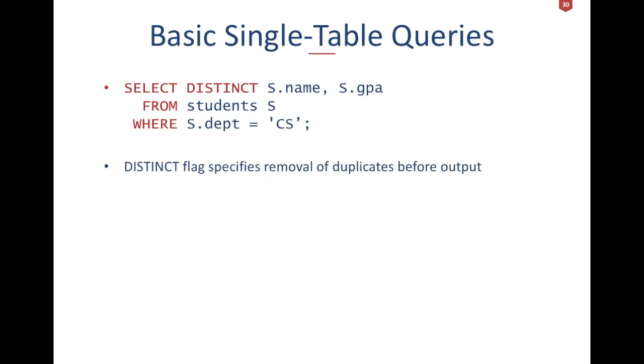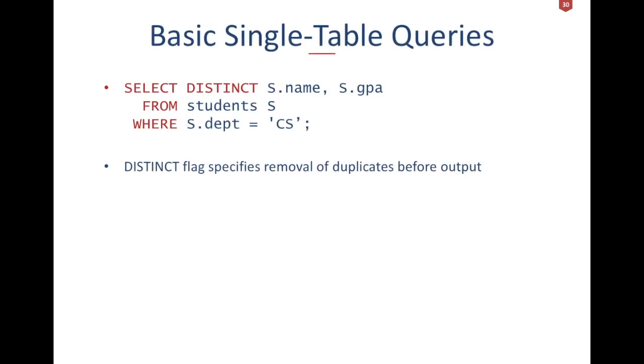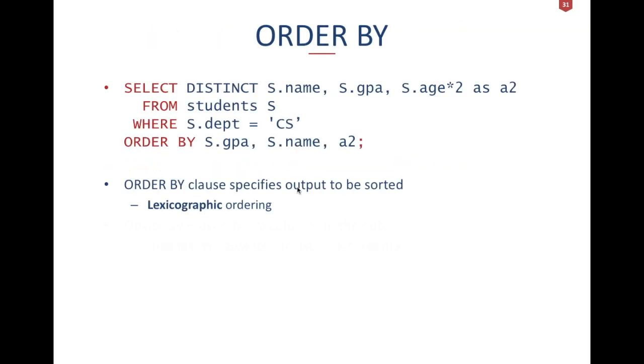When we talked about, let me see it again. Okay, and here we use the distinct flag, which means it will only show me the unique name and GPA, in that if there are the same name and GPA, it will not show me. So it specifies removal of duplicates before the output.